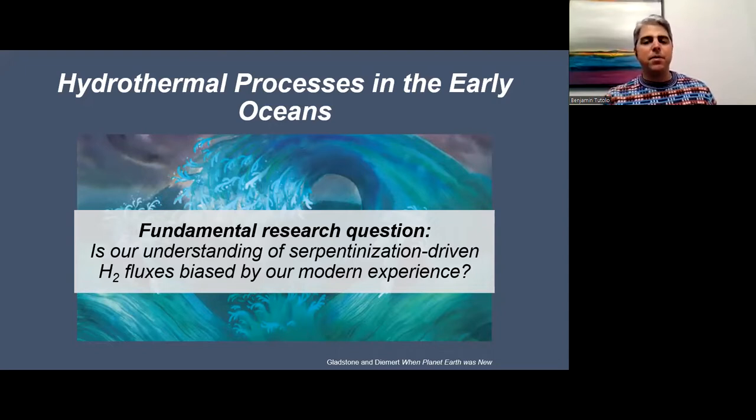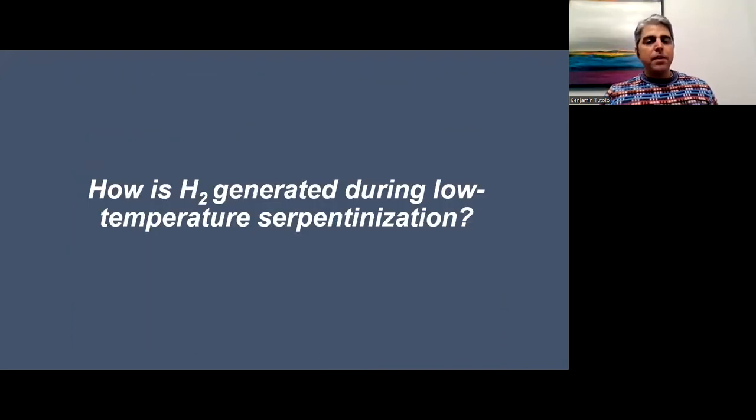This is a research question that I explored as part of a project with my former PhD supervisor, Bill Seyfried, and my postdoc supervisor, Nick Tosca. But to really get at this question, we first need to understand the mineralogical mechanism for how hydrogen is generated during low temperature serpentinization.